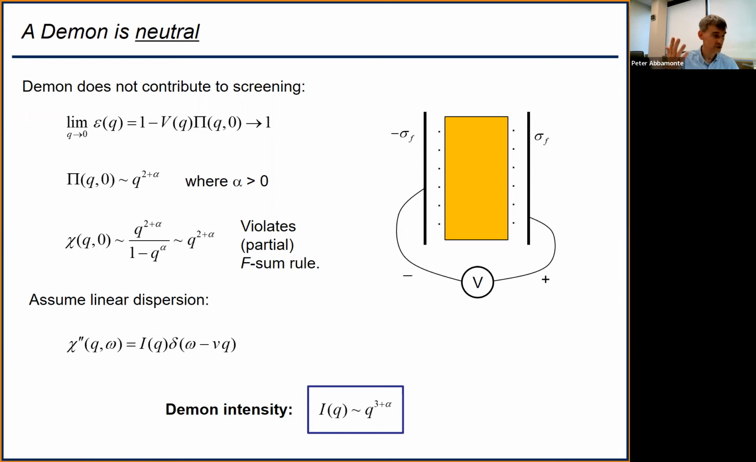A demon, there's no partial sum rule that could ever apply to a demon excitation, which is another way of saying a demon can never exist on its own. It always has to be living in conjunction with some high energy plasmon that eats the long range part of the Coulomb interaction. So, okay, I'm getting off on a tangent a little bit, but.